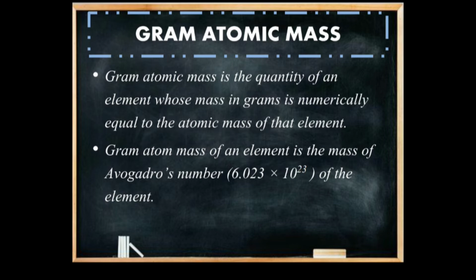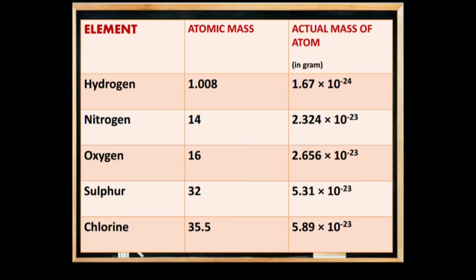Gram atomic mass of an element is the mass of Avogadro's number of atoms of the element, which is 6.023 into 10 to the power 23. Here is a table showing elements, their atomic mass and the actual mass. Have a look at this. We will see that the actual mass of an atom and its atomic mass differ from each other.